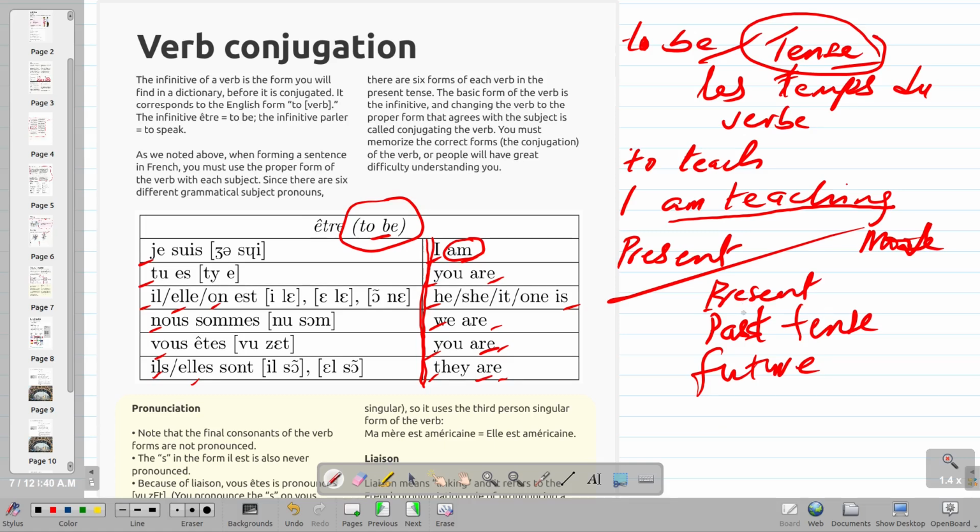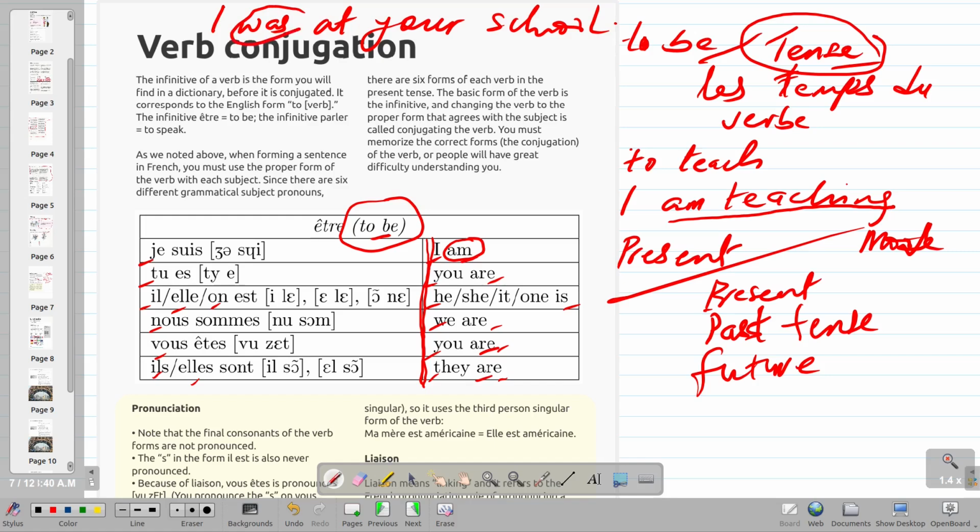Is the verb being used to express something that's happening right now in the present? That is present tense. Is the verb being used to express an action that is going to happen in the future? That is future tense. Is the verb being used to express an action that happened in the past? That is past tense. So if I say, for example, I was at your school.